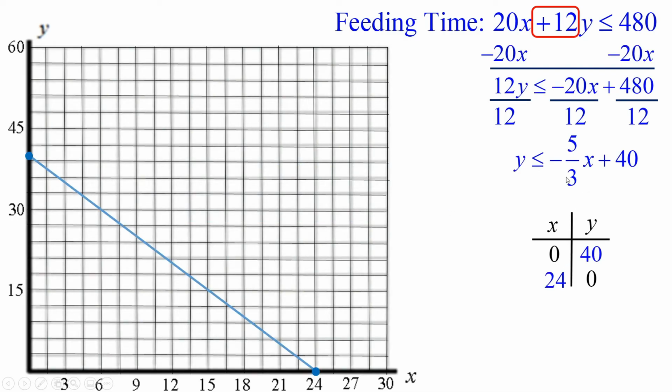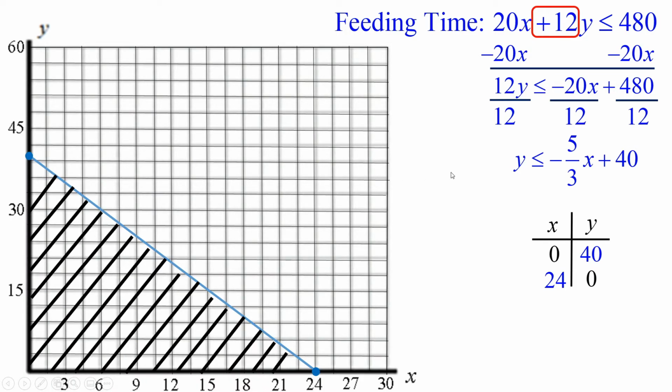Okay, so here we go. Wish us luck. All right, so y is less than or equal to this boundary line right here. So I know I have to shade below. There it is right there.